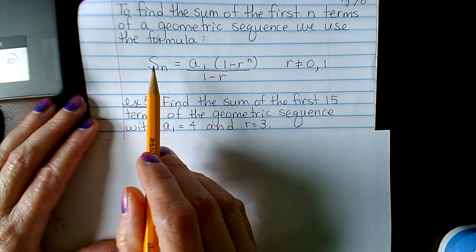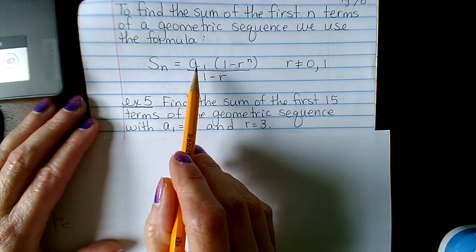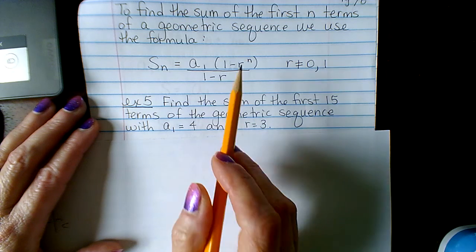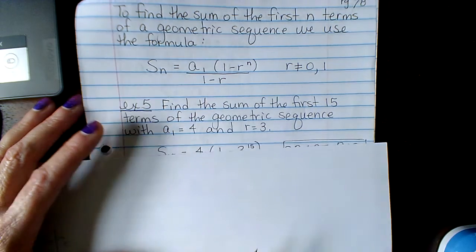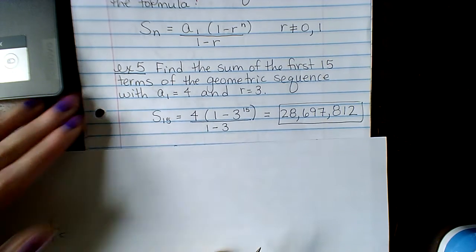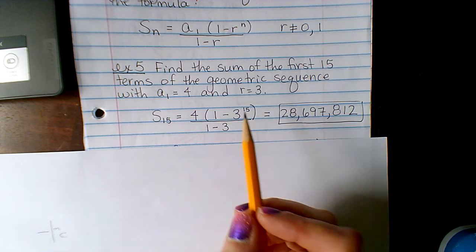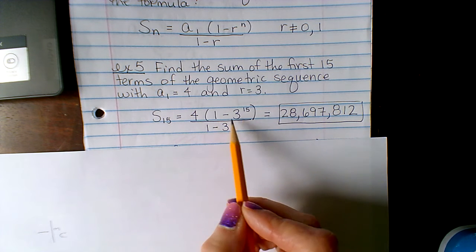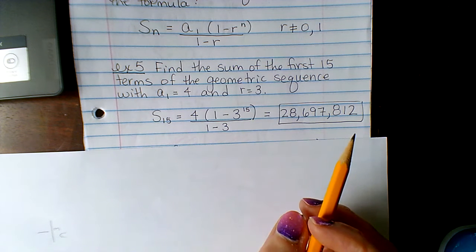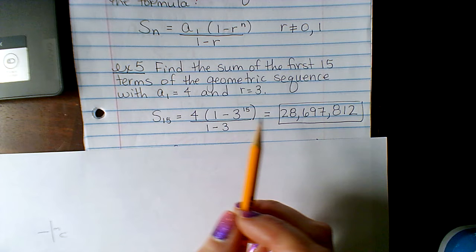We're just going to plug in 15 for n, plug in 4 for a sub 1, and plug in 3 for these r's. So it really is just a matter of plug and chug. You want to be really careful with this. You want to make sure that 15 is on that 3 and not on the outside of those parentheses. That's a common mistake that I see.